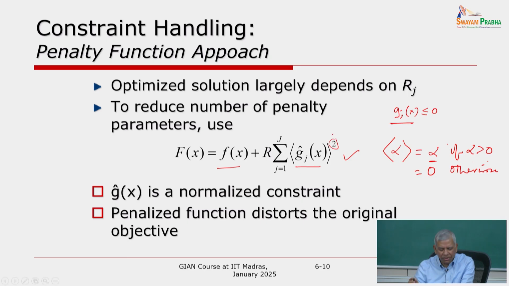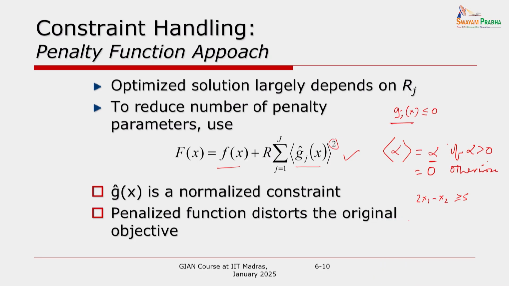You can take the square or you need not take the square. It doesn't matter. Now I put a hat on top of G to say that you need to normalize. So let's take one of these constraints, say 2x1 minus x2 is greater than or equal to 5. First thing I'm going to do is convert it into less than.